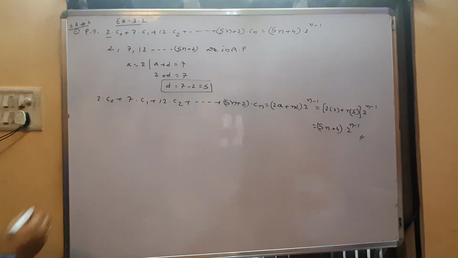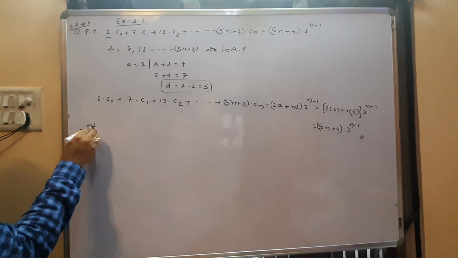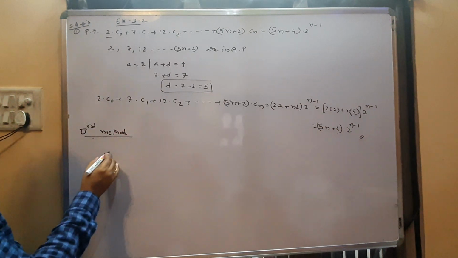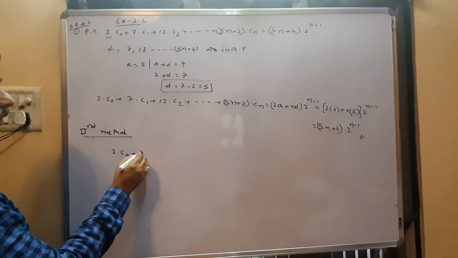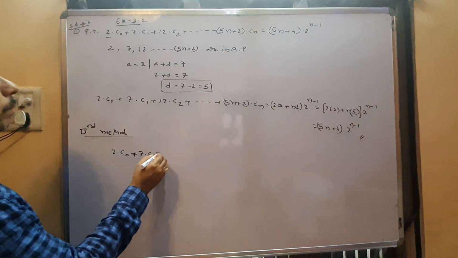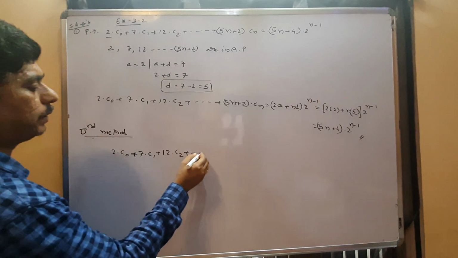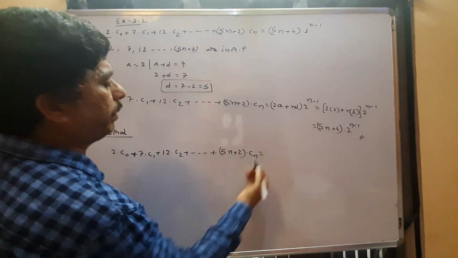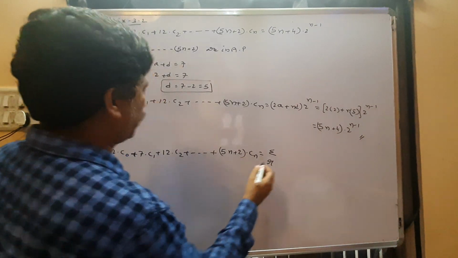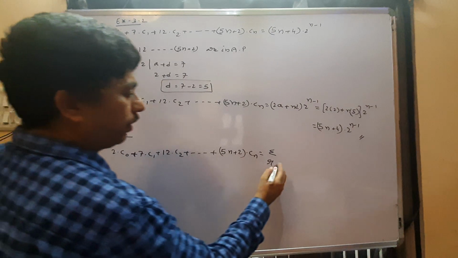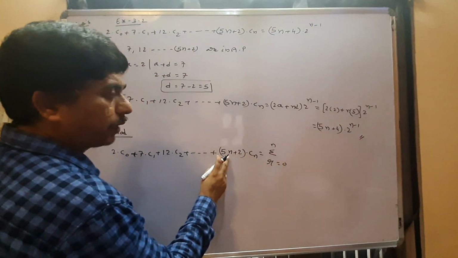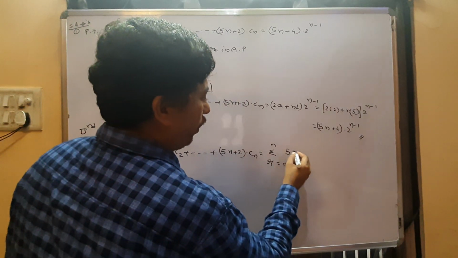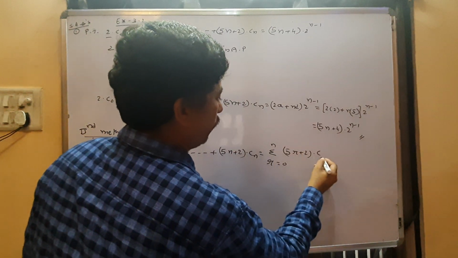Otherwise, you have a second method. Second method means the total 2 times C naught plus 7 times C1 plus 12 times C2 plus and so on, (5n plus 2) into Cn can be written as sigma r equal to 0 to n. In place of n you can take the r. In the nth term, in place of n you have to take the r: (5r plus 2) into Cr.